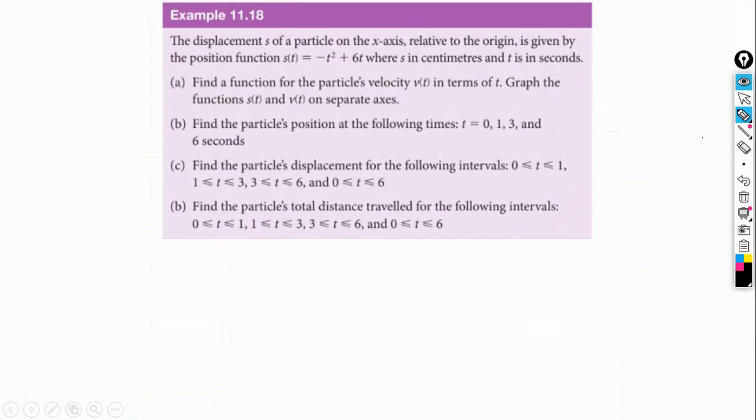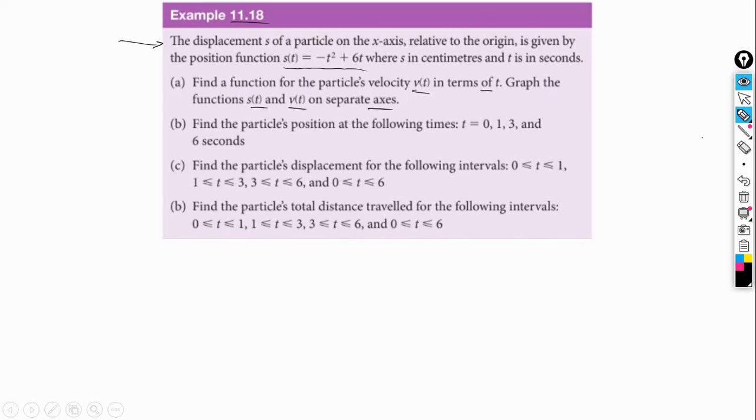Okay, so here we go with example 11.18, and it says the displacement of a particle on the x-axis relative to the origin is given by the position function s(t) = -t² + 6t, where s is in centimeters and t is in seconds. A, find a function for the particle's velocity, v(t), in terms of t. B, graph the functions for displacement and velocity on separate axes.